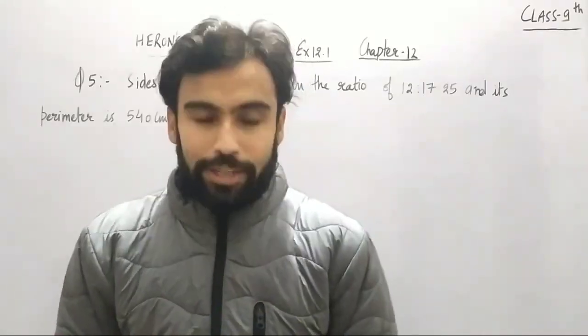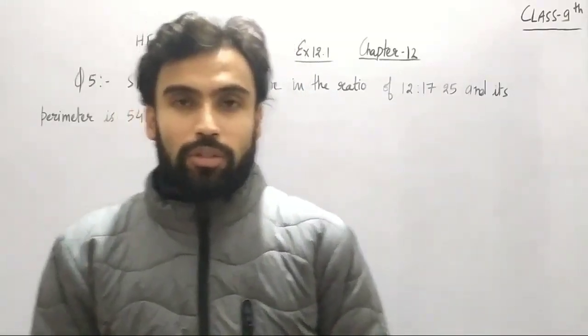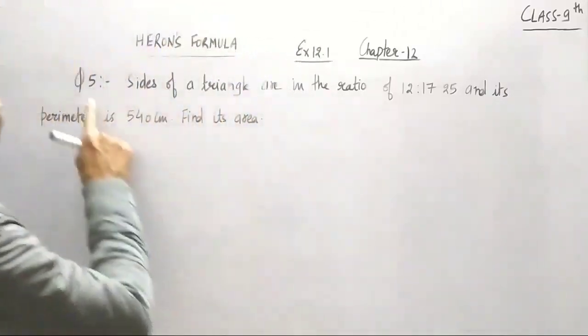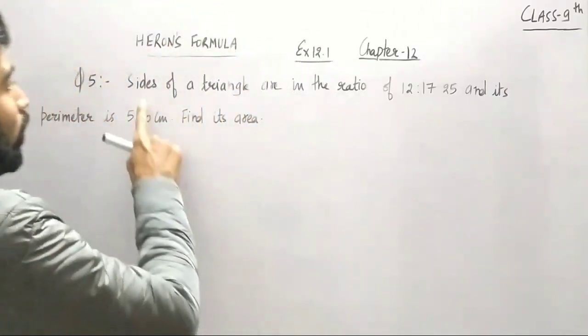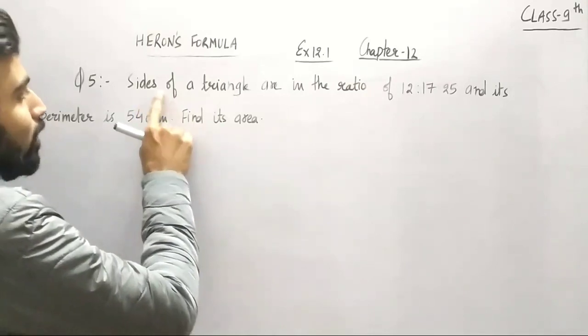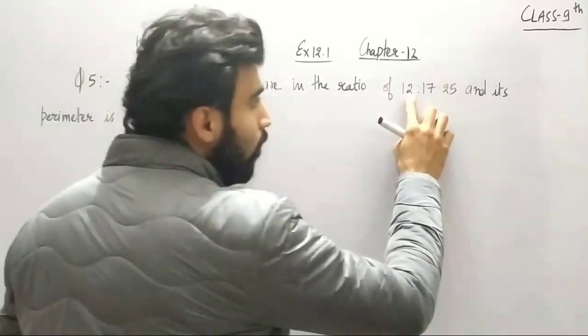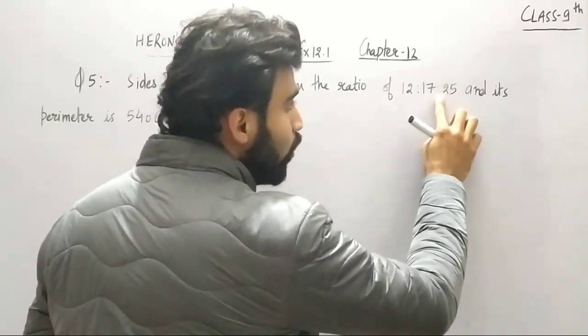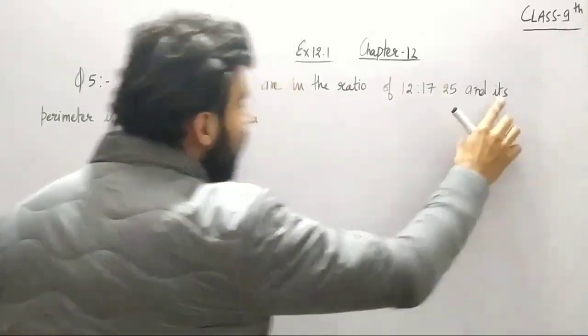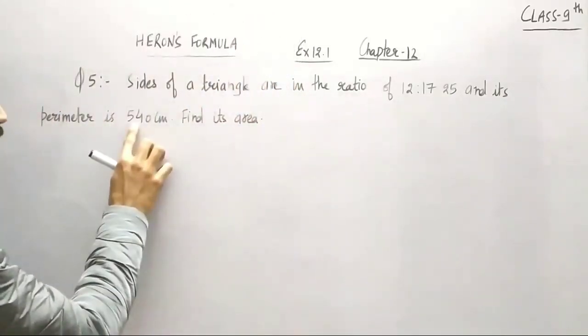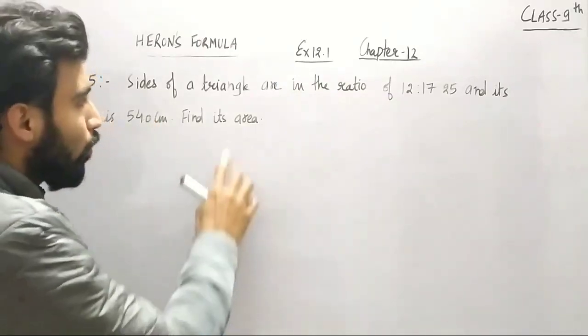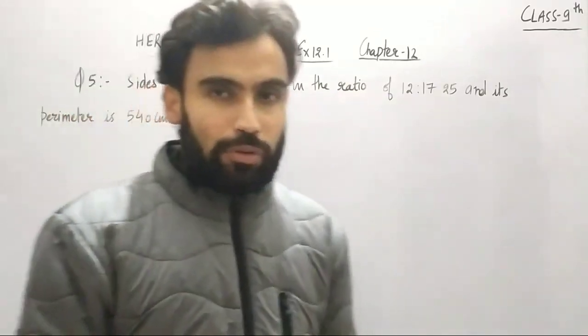So students, let us move on to the next question now. So you can see now it's question number 5 here. In it, it is given that the sides of a triangle are in the ratio of 12:17:25 and its perimeter is 540 centimeters. Now we have to find out the area of the triangle, right?